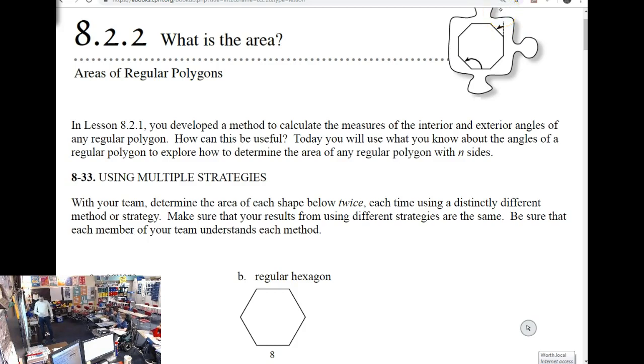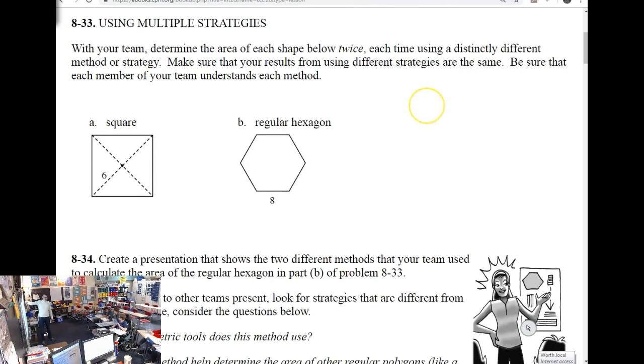My smartboard's very messed up today, so it's not going to be very useful. So you and your team, and really just you guys as a whole class, are working first to find the areas of both of these shapes, but in two different ways. So if I were you, I'd probably just sketch out two of each of those.